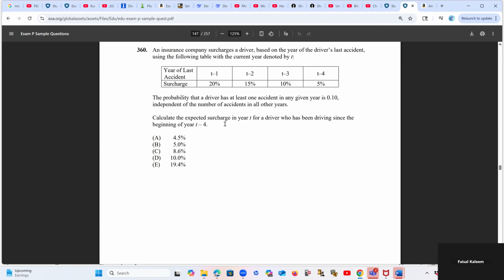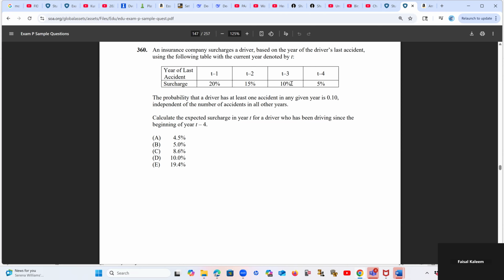An insurance company surcharges a driver based on the year of the driver's last accident using the following table, with the current year denoted by T. So if the last accident happened a year before, then the surcharge is high because the driver has had a recent accident, so we have a 20% surcharge. But if the last accident happened 2 years ago and nothing between now and 2 years ago, then there's a lower surcharge, 15%. Similarly, 10% if the last accident happened 3 years ago and nothing in the 2 years between now and then.